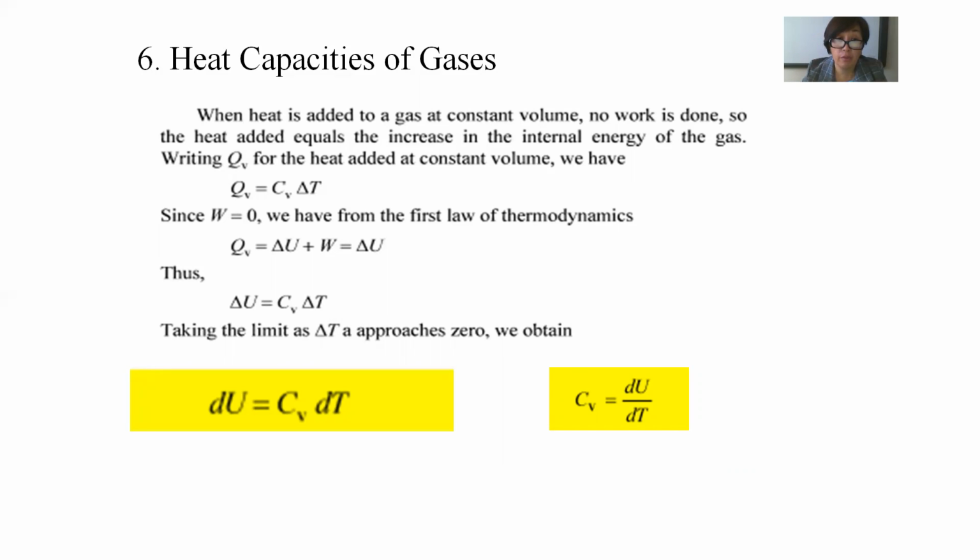And we know the first law of thermodynamics: the heat equals the change in internal energy. The formula for the change in internal energy is Cv multiplied by dT. From this we obtain Cv equals du divided by dT, the first derivative of internal energy with respect to temperature.